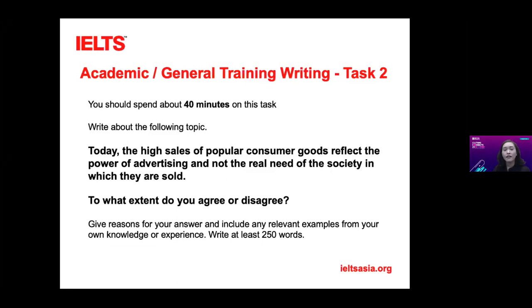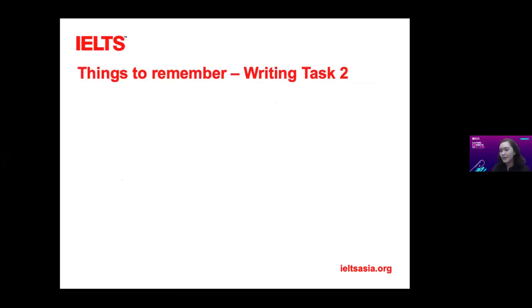So the topic here is the high sales of popular consumer goods reflect the power of advertising, not the real needs of the society. So make sure that you stick to the topic. Don't digress. Some other things to remember for writing task 2. Always read the question carefully and answer it.